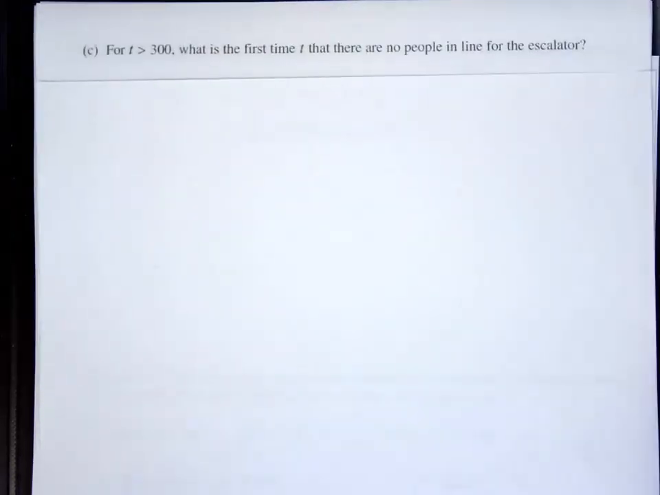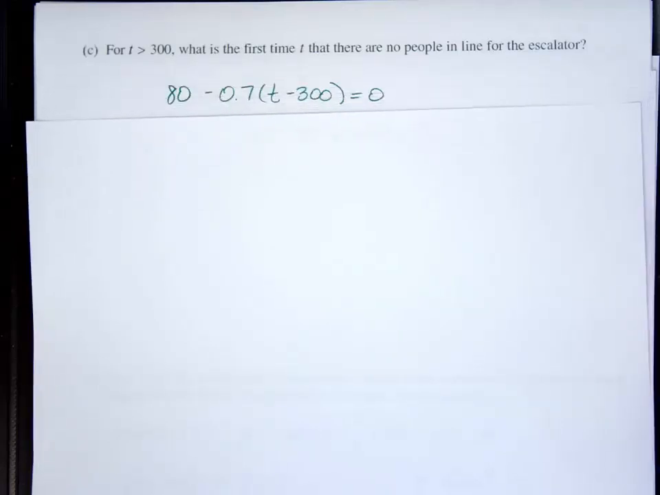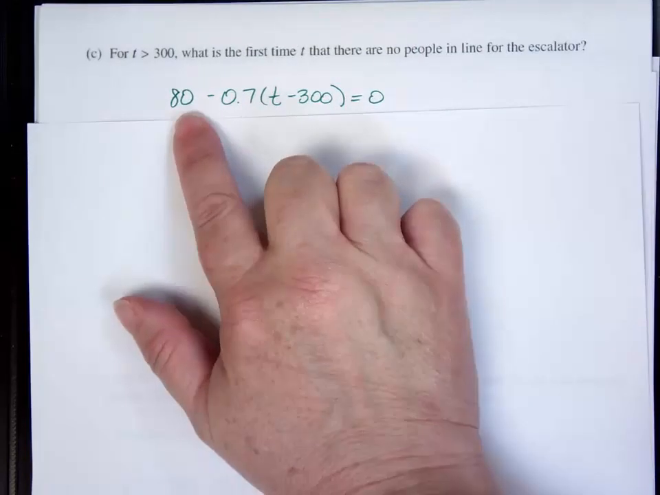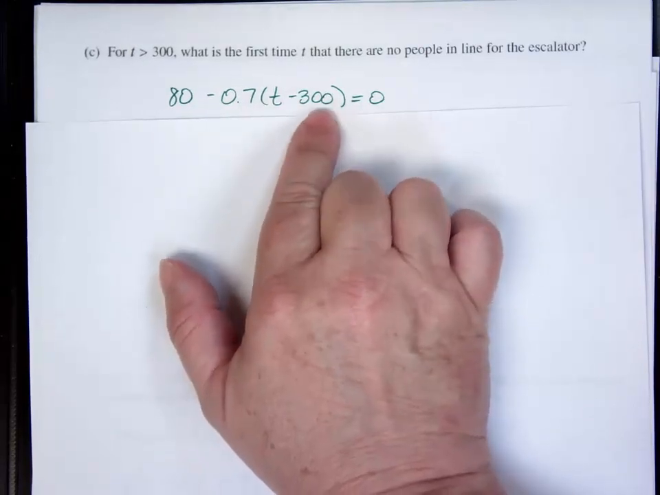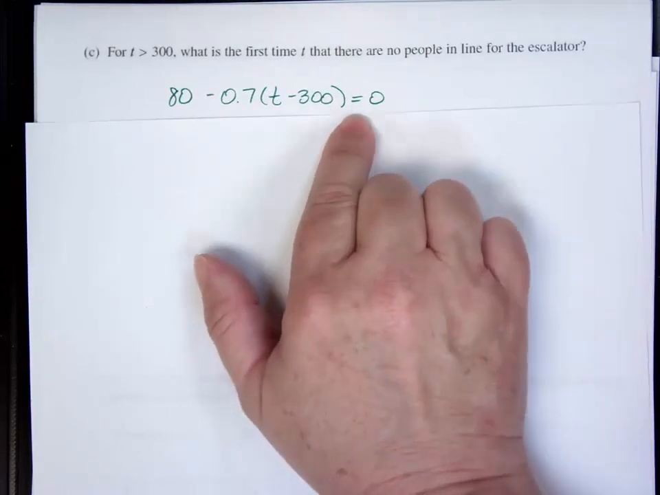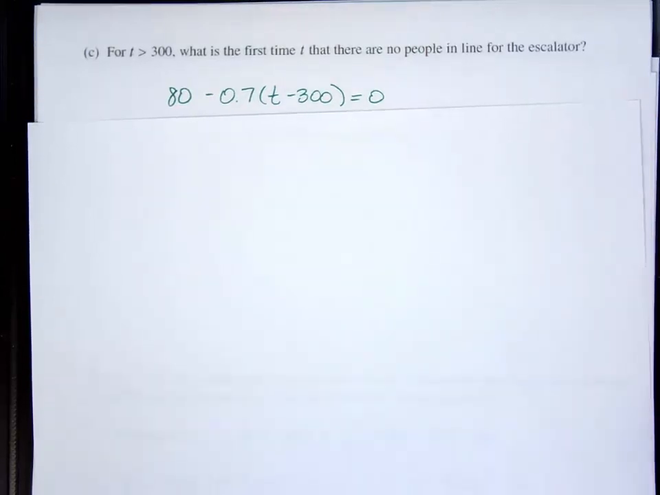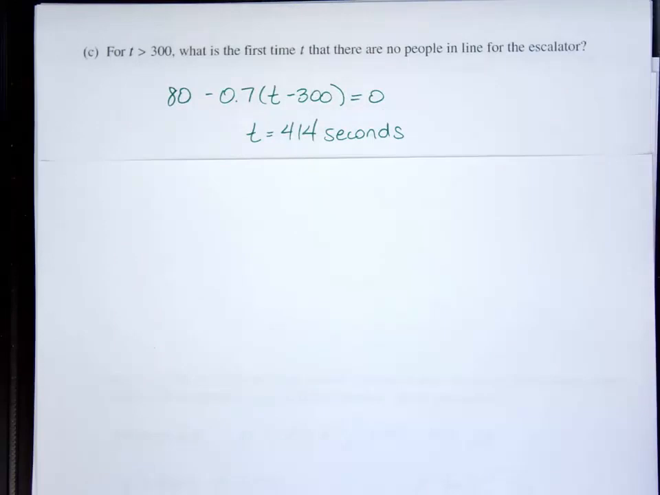Part C says for t greater than 300, what's the first time that there are no people in line for the escalator? So what we have to look at is, once we've hit the threshold of 300, when does it get down to 0? So we have 80, how many people there were at 300, the answer from the previous problem, minus 0.7 times t minus 300, because 300 seconds have already gone by, is equal to 0. You can solve that algebraically very simply, and you get t equals 414 seconds, and that tells you at what time there were no people in line.